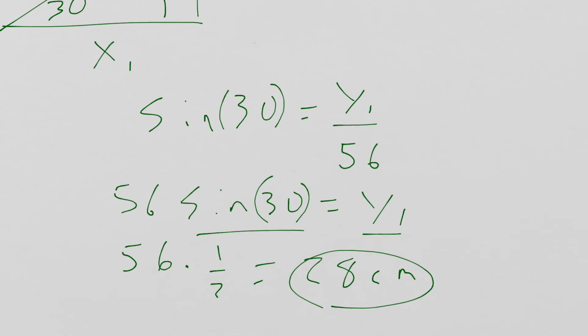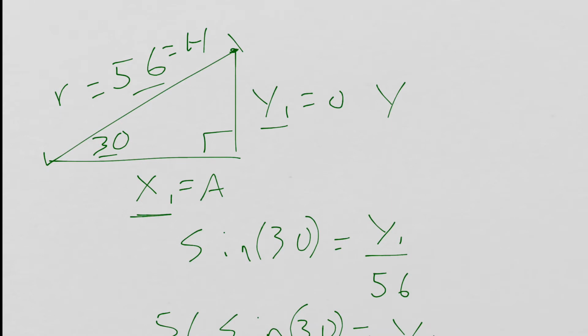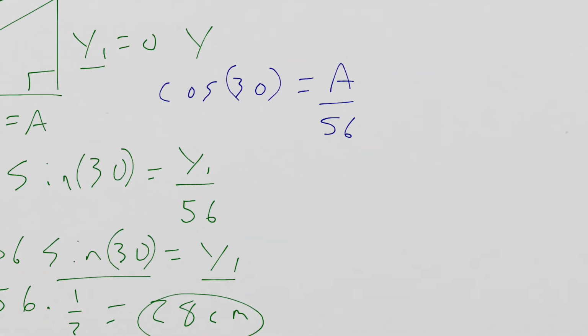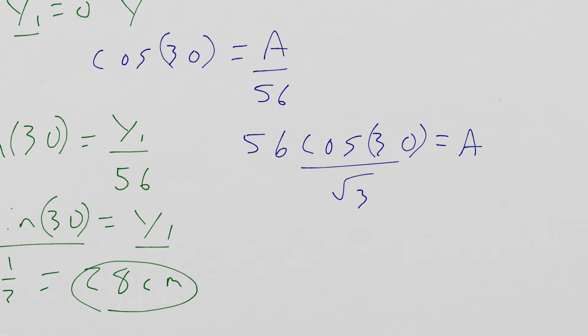How about the x direction? Well, the x direction, to find x, x is the adjacent. So if I use this angle, x over 56, it should be cosine. We'll switch colors, so cosine of 30 degrees should equal the adjacent side over 56. And again, we're going to multiply both sides by 56, so you get 56 cosine of 30 equal to x. Cosine of 30 is the square root of 3 over 2 times 56.